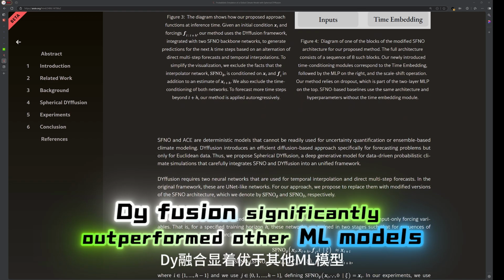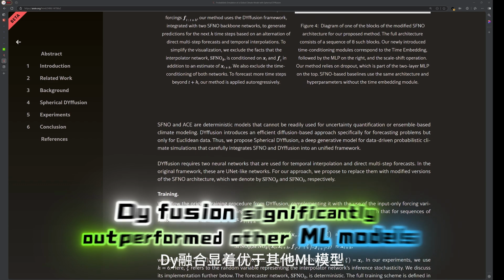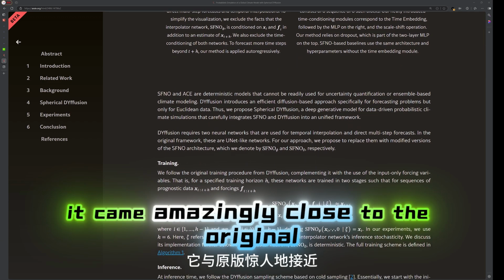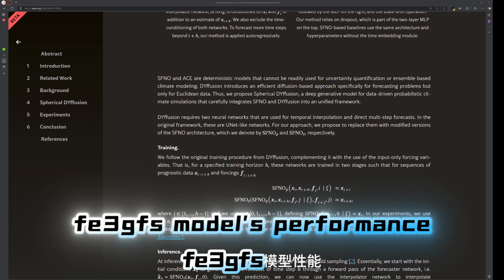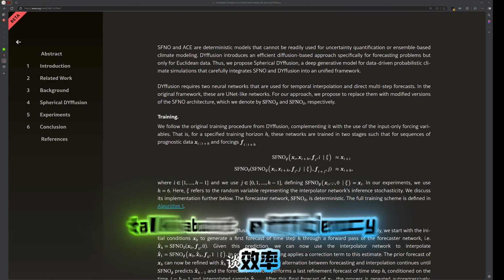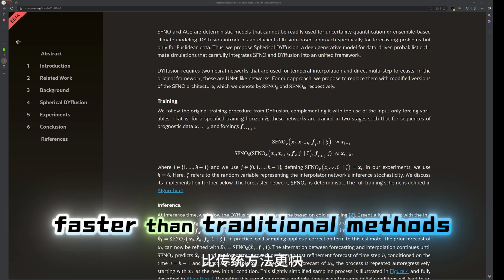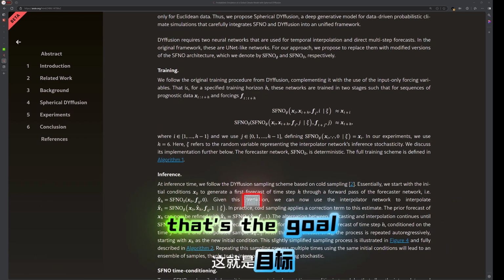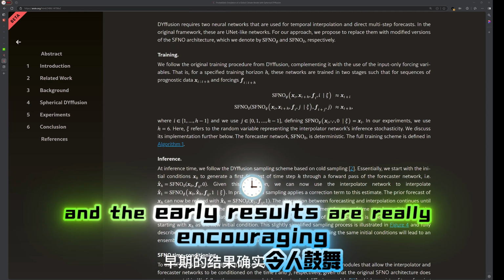Spherical DYffusion significantly outperformed other ML models, even some simplified physics-based ones. It came amazingly close to the original FV3GFS model's performance, but at a fraction of the computational cost. Talk about efficiency. So these climate simulations are faster than traditional methods while still being very accurate. That's amazing. That's the goal, and the early results are really encouraging.